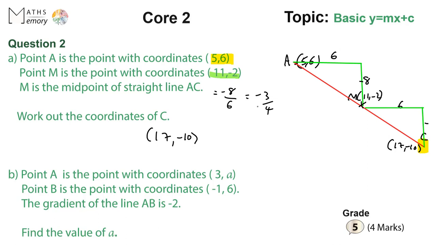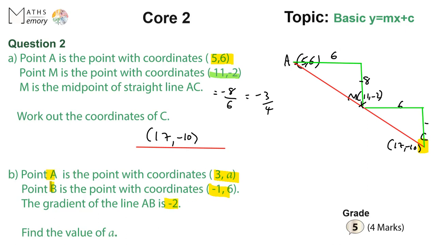I did it a bit quicker like that. So that's your answer, 17, -10. Take note of that. Part B, let's look at this. Point A has coordinates 3, 8, and point B has -1, 6. The gradient of line AB is -2.